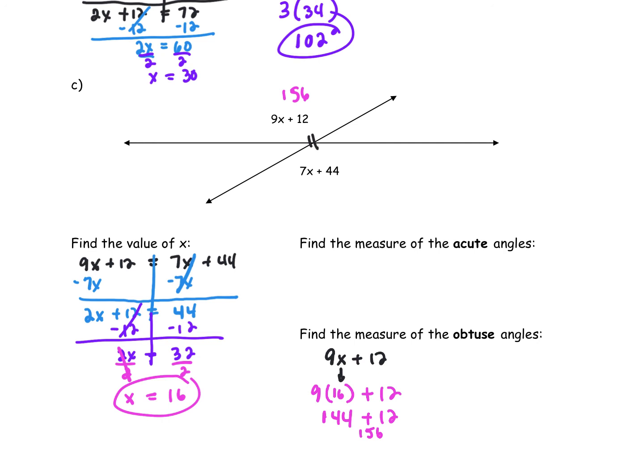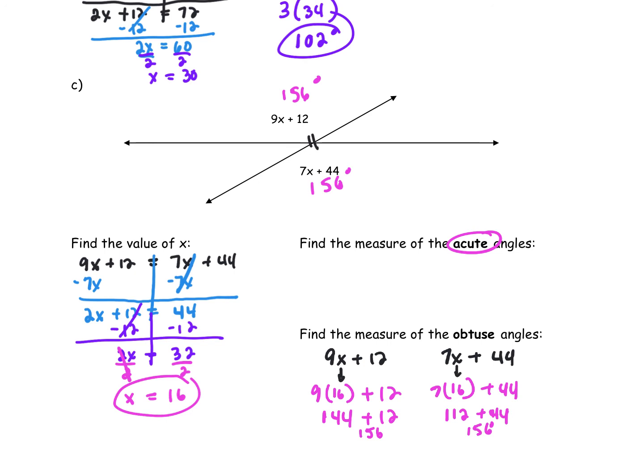If I wanted to double check, I would take 7x plus 44. I would replace x with 16, and then I'd multiply it by 7 and add 44, and hopefully we're going to get 156 back. 7 times 16 is 112, and 112 plus 44 would indeed be 156. So we now know that these are 156. And that's important because now we can find the acute angles. Once we have the measurement of the ones that are given, now we can figure out what the other angles are.